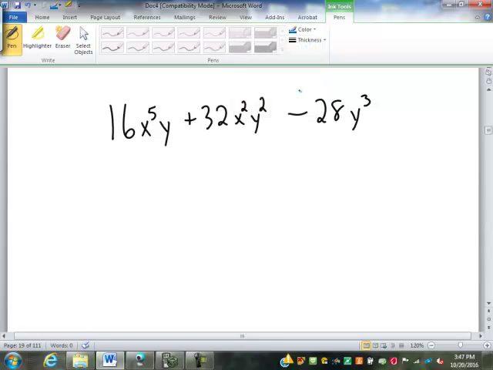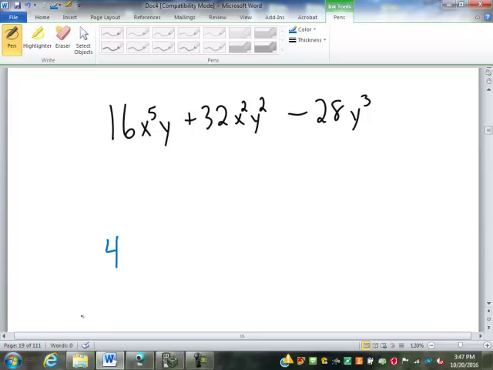So looking at this one, figure out for me, I have 3 terms here. So I have to look at 16, 32, and 28. I'm going to ignore the negative. What is my greatest common factor? 4, it looks like. So for the numbers 16, 32, and 28, 4 is the largest number that goes into all of them.